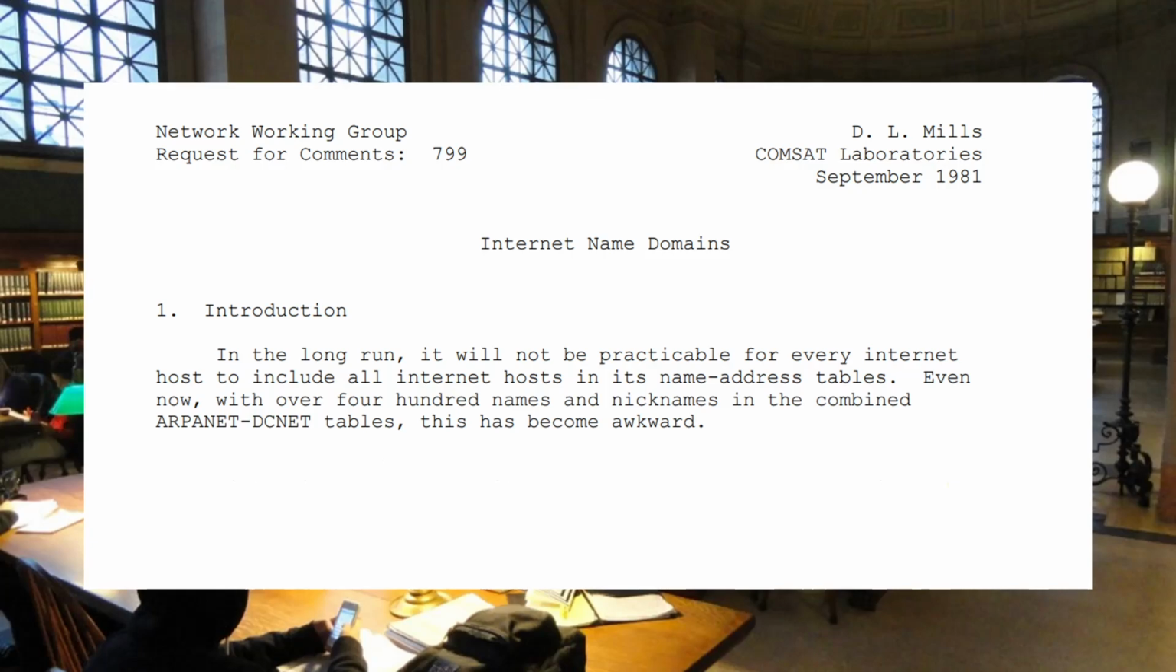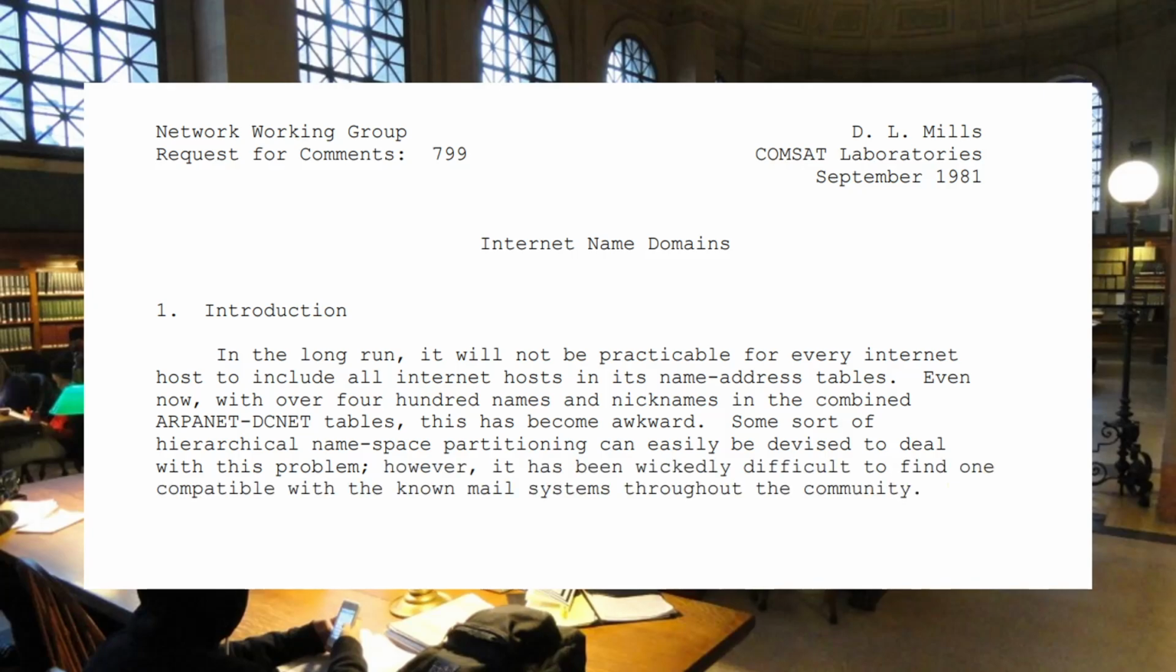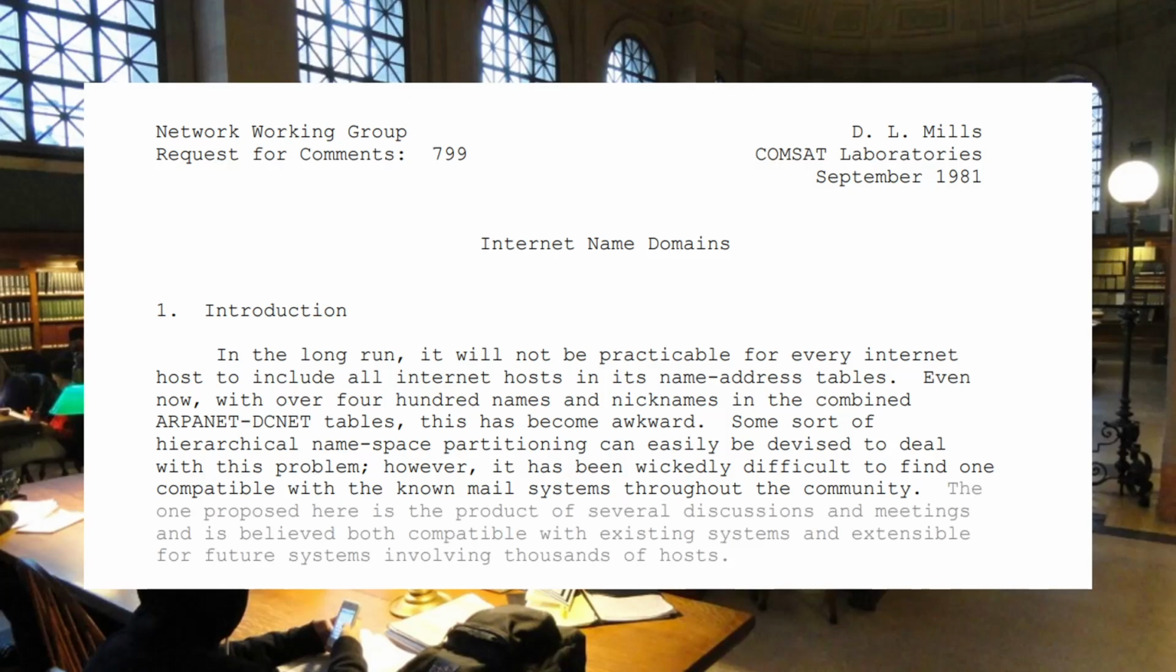Even now, with over 400 names and nicknames in the combined ARPANET DCNet tables, because presumably they mashed their tables together, this has become awkward. Some sort of hierarchical namespace partitioning can easily be devised to deal with this problem. However, it's been weirdly difficult to find one compatible with the known mail systems throughout the community.